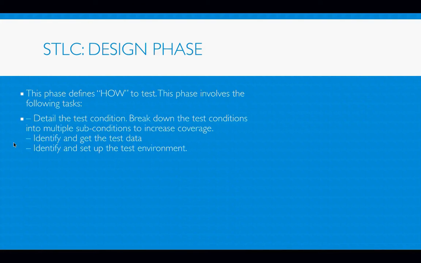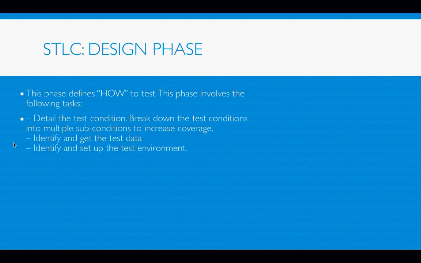Then the next phase is the design phase. This is very, very important, actually. This is the place where you detail your test conditions. Like I said, a test condition is a feature that you want to test. And then you start to gather your test data, and you set up your environment. So you break them down, actually. You break all your test conditions down into different sub-conditions so that you can show the coverage of those particular test conditions. So you itemize them and you break them down.